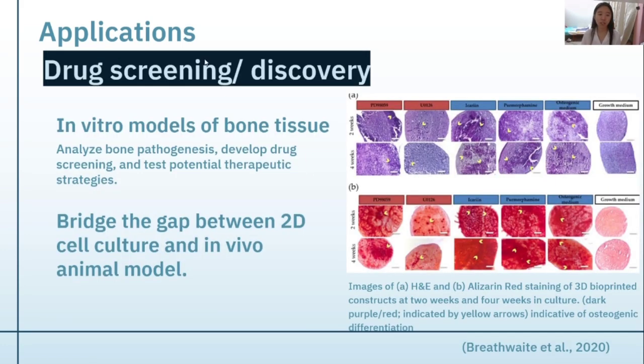Lastly, it can be used in drug screening or discovery. In vitro models of bone tissues can help to analyze bone pathogenesis, develop drug screening, and test potential therapeutic strategies. It bridges the gap between 2D cell culture and in vivo animal models. And this figure shows osteogenic differentiation on a 3D bioprinted in vitro bone model system.